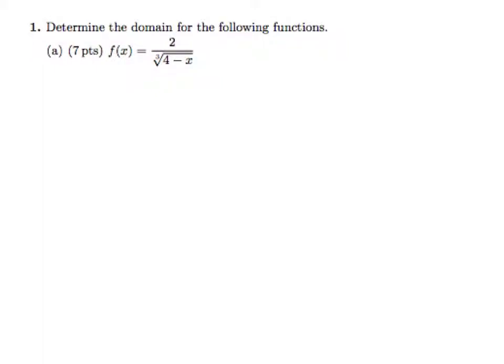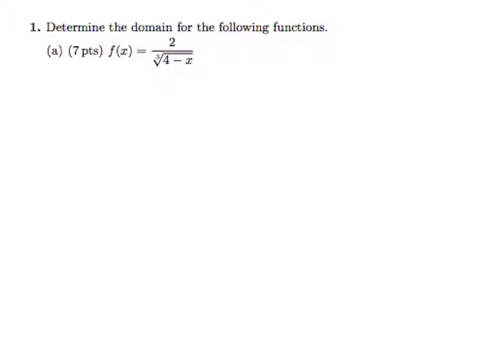Okay, this is test number 1, problem 1. It says determine the domain for the following functions. F of x equals 2 divided by the cube root of 4 minus x. When we find the domain, we're talking about what values x can equal. And we have a cube root here, and we know that inside this cube root, the number cannot be less than 0.